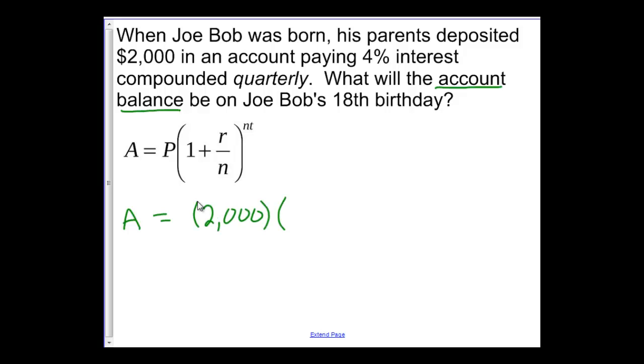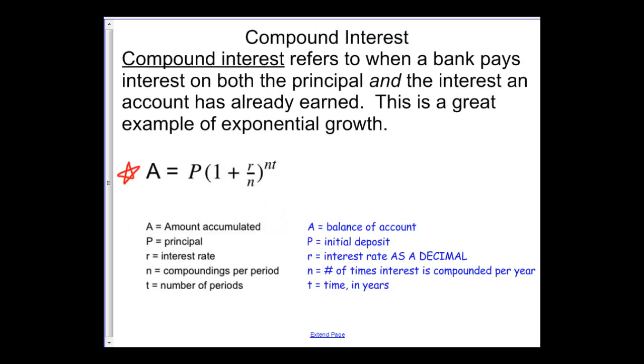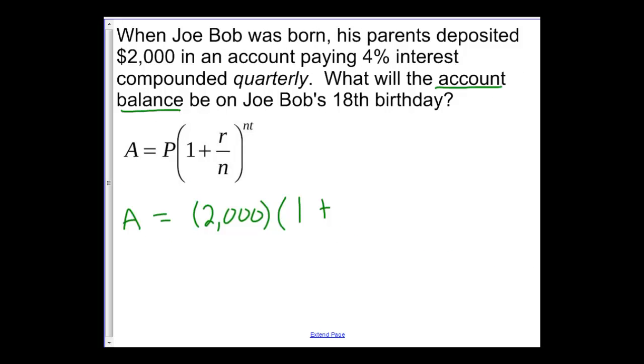Then we have some other numbers to punch in. We still have our 1, and now we need to have the interest rate expressed as a decimal over the number of compoundings per year. Remember, R is the interest rate, and N is the number of times it's compounded per year. It's 4% interest. Remember, we're not going to say 4. We need this as a decimal. 4% as a decimal is 4 out of 100. That would be 4 hundredths.